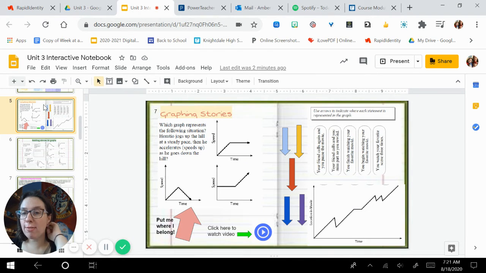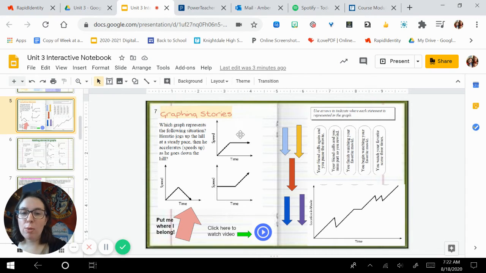So we're going to start with graphing stories. It's asking which graph represents the following situation. Horatio jogs up the hill, so you know you're going up. We're starting from the bottom and then going up, so think about that. At a steady pace, and steady means constant, which is the same thing as a straight line. Then he accelerates or speeds up. That means you're no longer constant, the rate of your line is going to be increasing, so you're getting a little bit steeper as he goes down the hill.